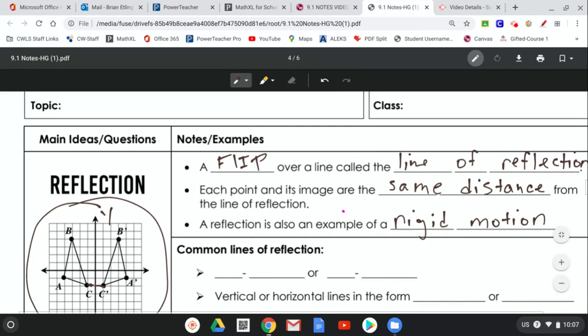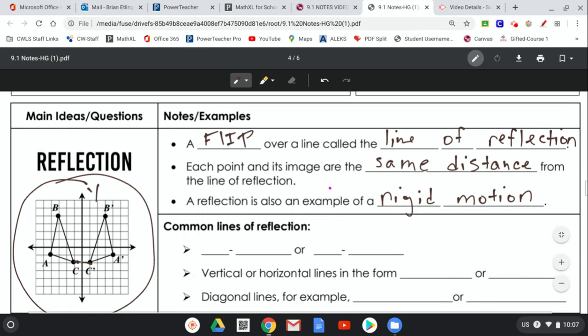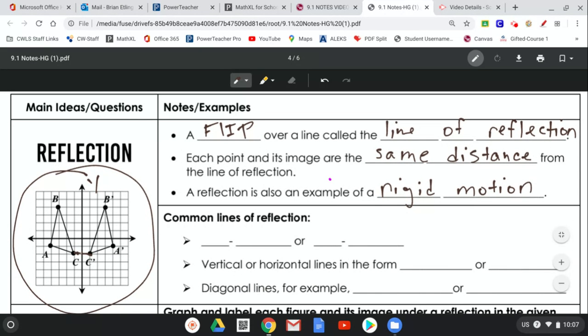Now, moving on to reflection, guys. A reflection is just a flip over a line called the line of reflection, all right? So it's just a flip over the line of reflection. I think about it as like a mirror image, okay? So if you're looking at yourself in a mirror, you're looking at your reflection, okay?